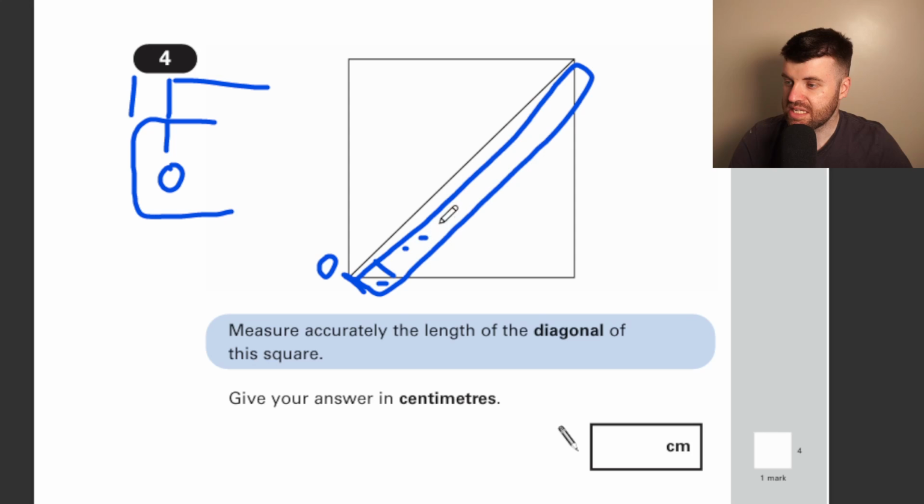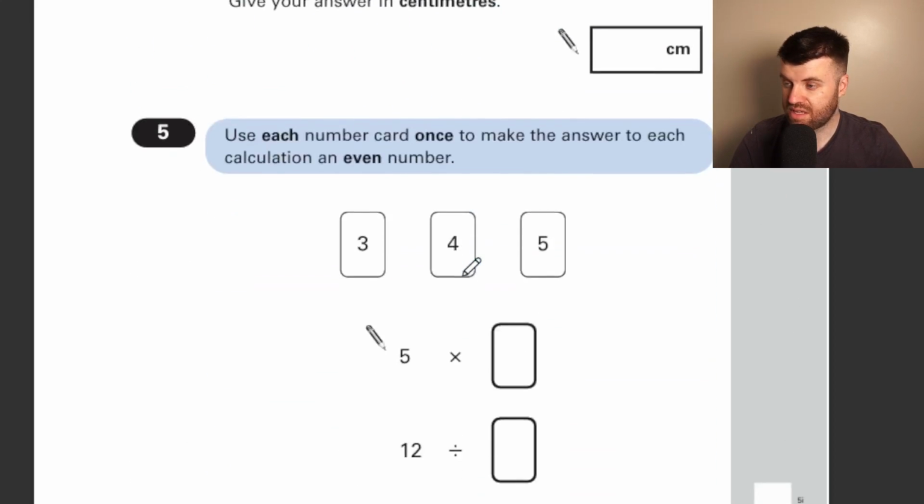So I don't know how long this is because it depends on the paper. But if you're stuck on how to measure accurately, go and watch my measurement video. It's one of my recent videos that I did.